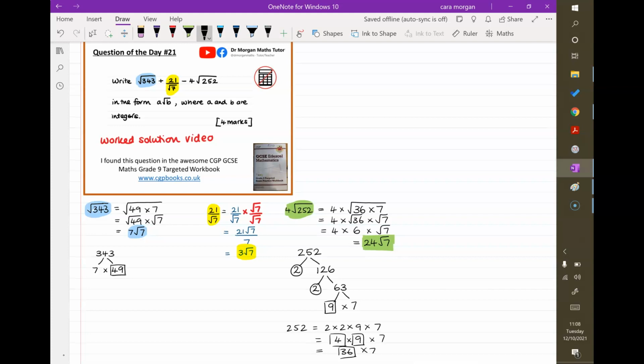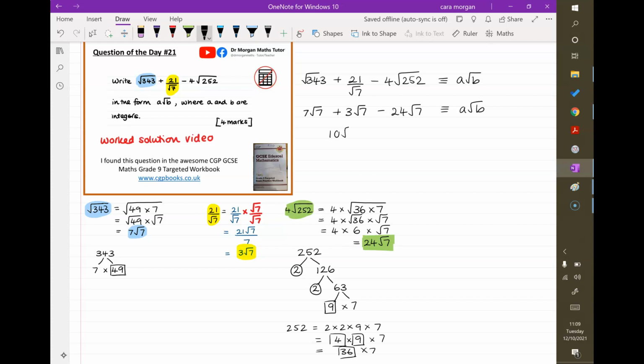Now, I can see the question up here said that I had to write root 343 and 21 over root 7, subtract 4 lots of root 252, and I had to express it so that it was identical to the form a root b. So all I'm going to do now is substitute my values for each one of those simplified expressions. And that's got to be equivalent to a root b.